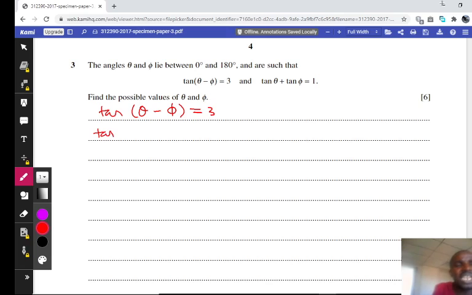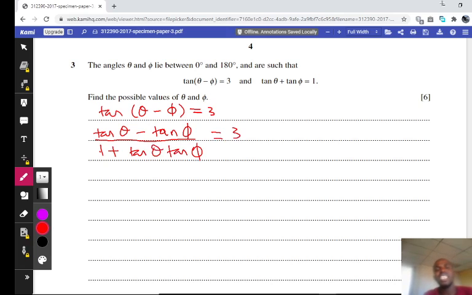So you say tan of theta minus alpha, let me call this one alpha, is equal to tan theta minus tan alpha over 1 plus tan theta tan alpha, is equal to 3, like this. So that's what you do. Then we are also given this value here, tan theta plus tan alpha is equal to 1.